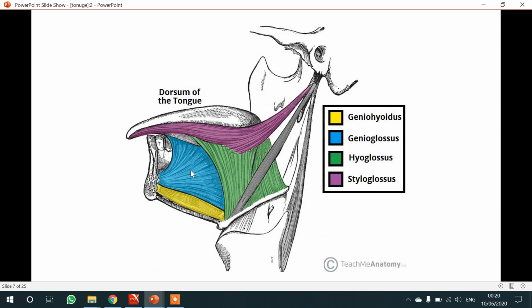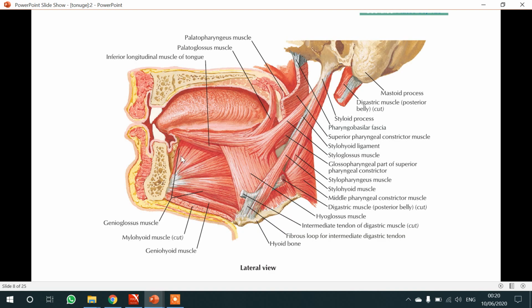This blue structure you are looking at is two in number: one genioglossus on one side and the other genioglossus on the other side. I'm going to show you genioglossus here again. This is a sagittal section of the tongue. This is the tongue, this is the hard palate you are looking at, and this is the soft palate. This fan-shaped muscle is genioglossus, this expanded muscle is all genioglossus. And this genioglossus disappears under this muscle, which we are going to see later on.